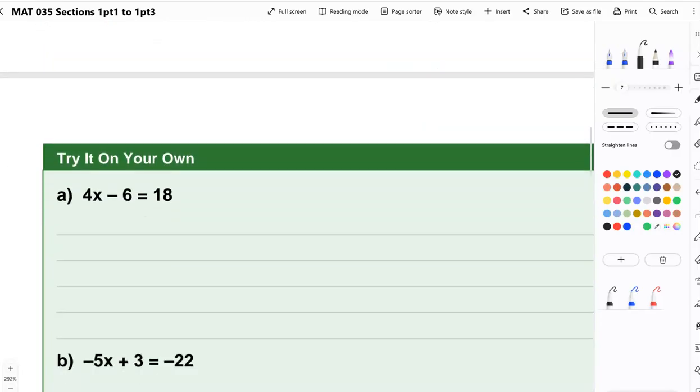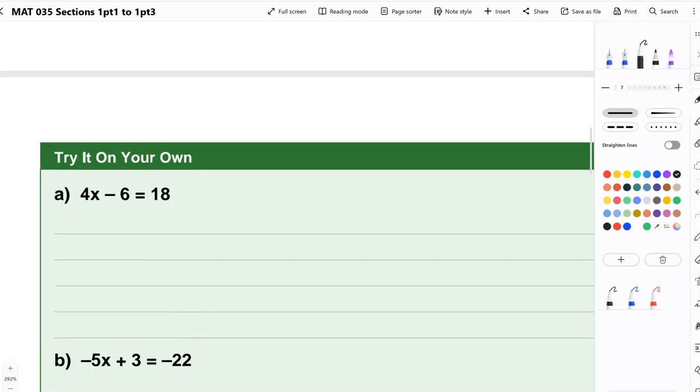Here are a few where you may want to pause the video, try it, come back and check your answers. In this one, the goal is to get the 4 times x by itself. I'm going to start by drawing my wall.